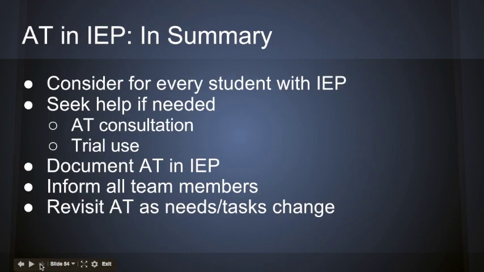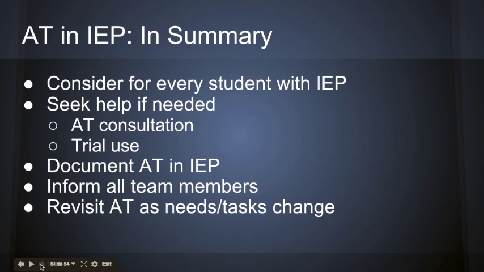So, very briefly we went through what it might look like in an IEP. In summary, you consider it for every student with an IEP. Under that section of special consideration, you always want to consider whether the student needs assistive technology or not. And, quite frankly, I don't know of any student, whether they have an IEP or not, that couldn't benefit from something that would be considered assistive technology. It's just a matter of how that would be documented in the IEP.